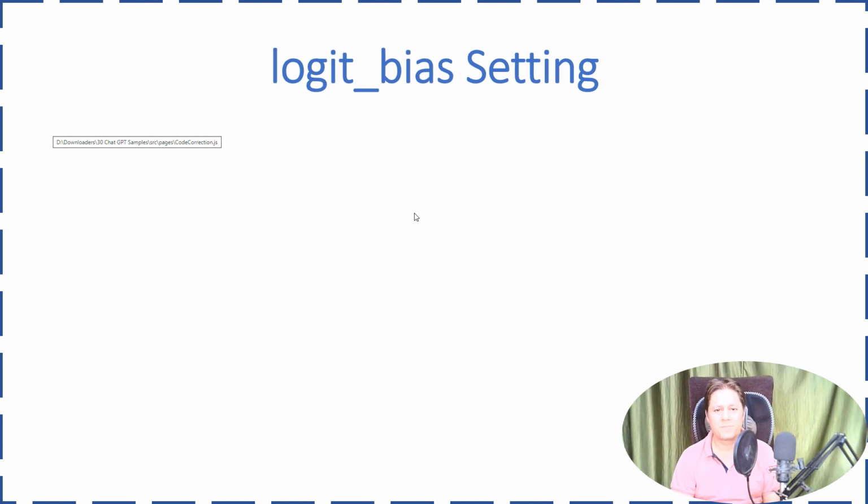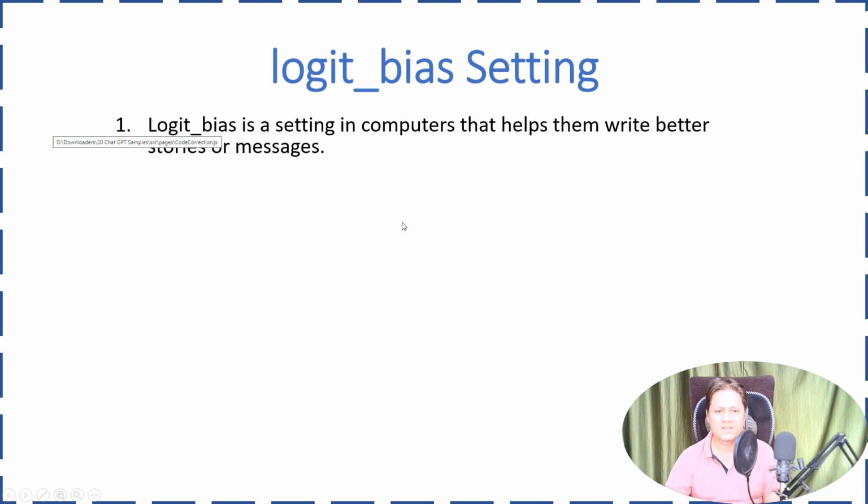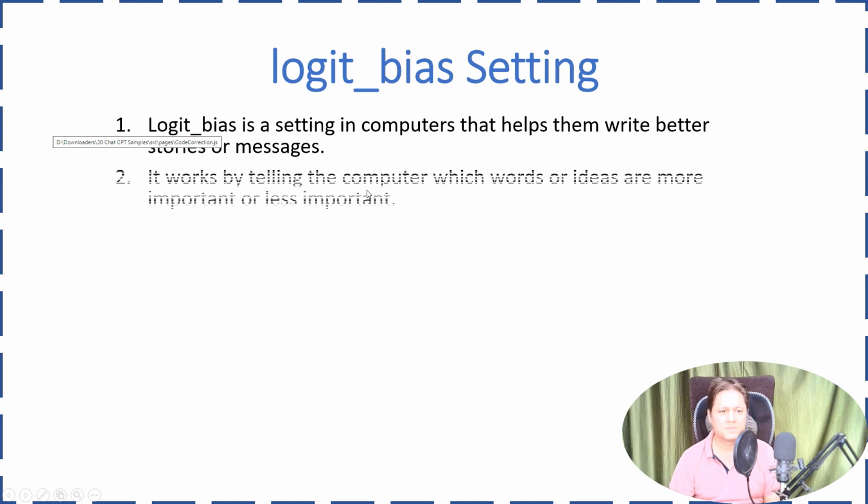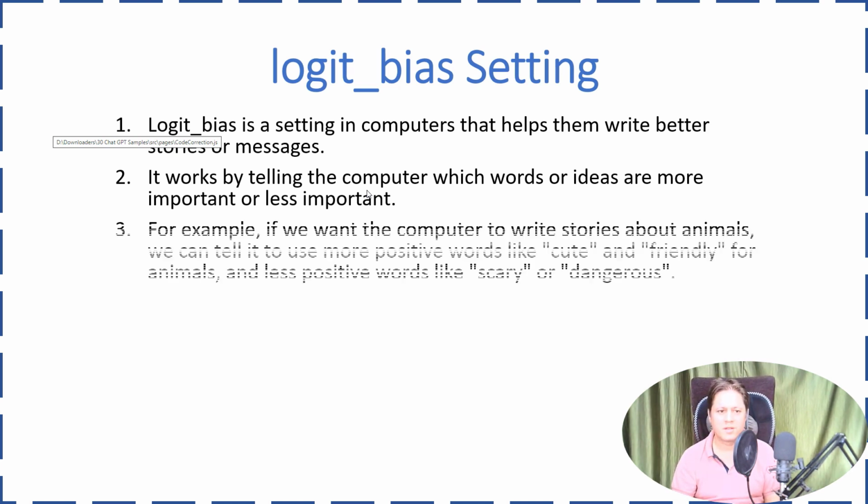Let's move on to the next topic, the logit_bias setting. The logit bias setting helps computers write better messages. It works by telling the computer which words or ideas are more important or less important. Whatever prompt you are sending, you can tell the system to give more weightage to these terms, these words, and less weightage to some of the terminologies.